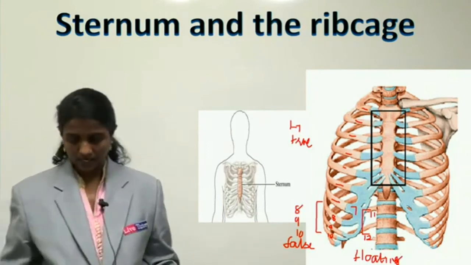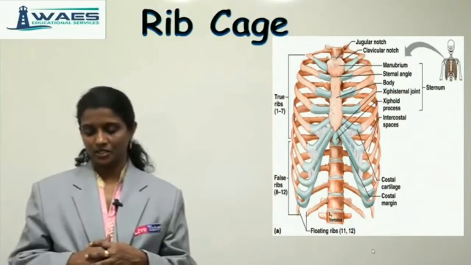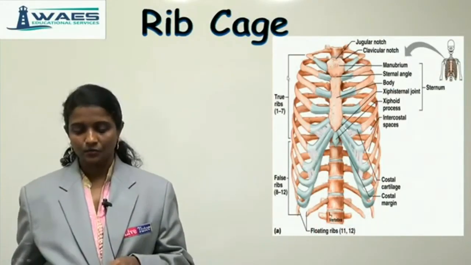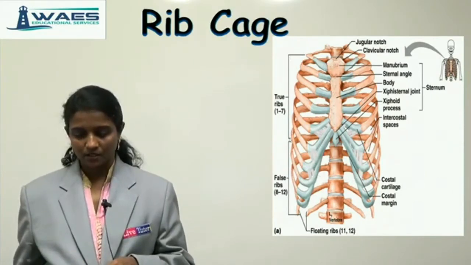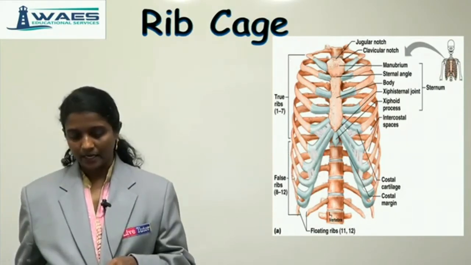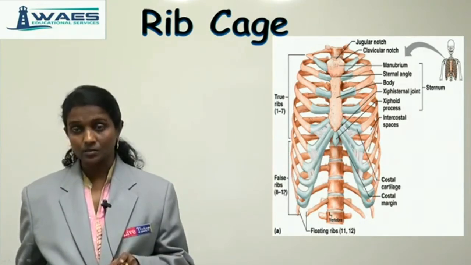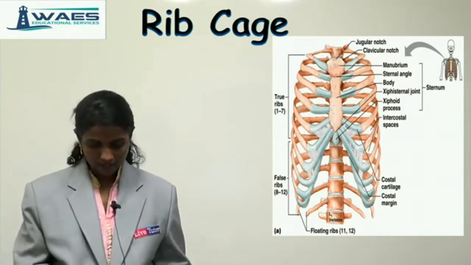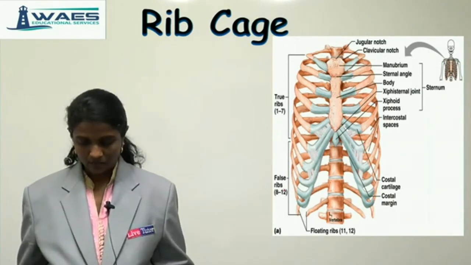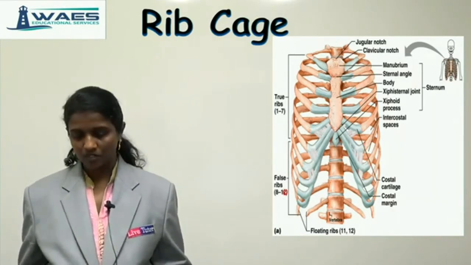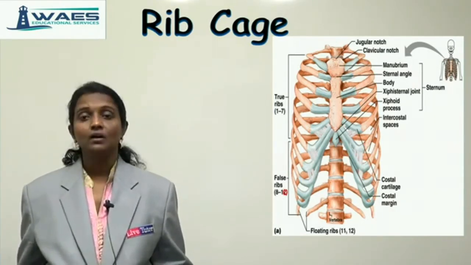Now we saw the bones of the rib cage. You can see here the first 7 are true ribs, 8, 9, 10 are false ribs. So, not 12, there is a mistake, you can correct it. 8, 9 and 10 are false ribs, 11 and 12 are floating ribs.